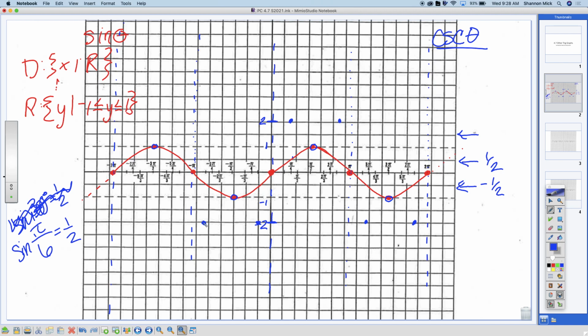At least the horizontal lines are perfect. And of course, I hit my domain and range. I'm going to have to erase my domain and range, guys. You got it, right? Hopefully. You already had that written down, didn't you? You should have already had it written down.